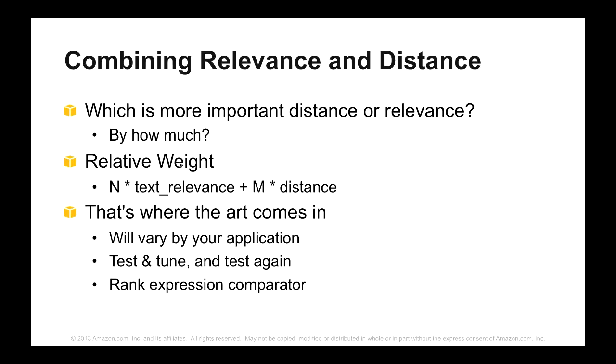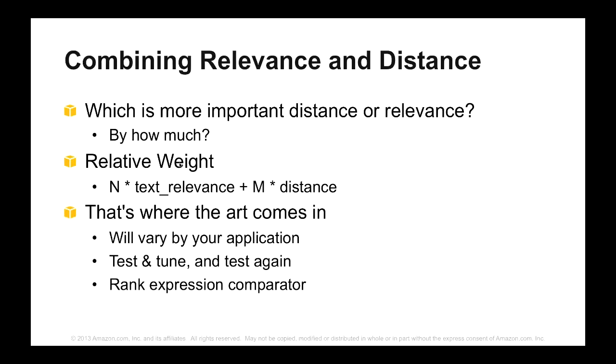For example, if you assume your users are on foot, an amount of distance that matters is going to be very, very different from the amount of distance if your user is going to drive there. Right? So there's no standard formula you can use. You just have to do it for your application. So you need to take a first approximation, test it, adjust it, test it again until you get something that works for you. Now, fortunately, to aid you in this process, CloudSearch has a feature called the rank expression comparator.